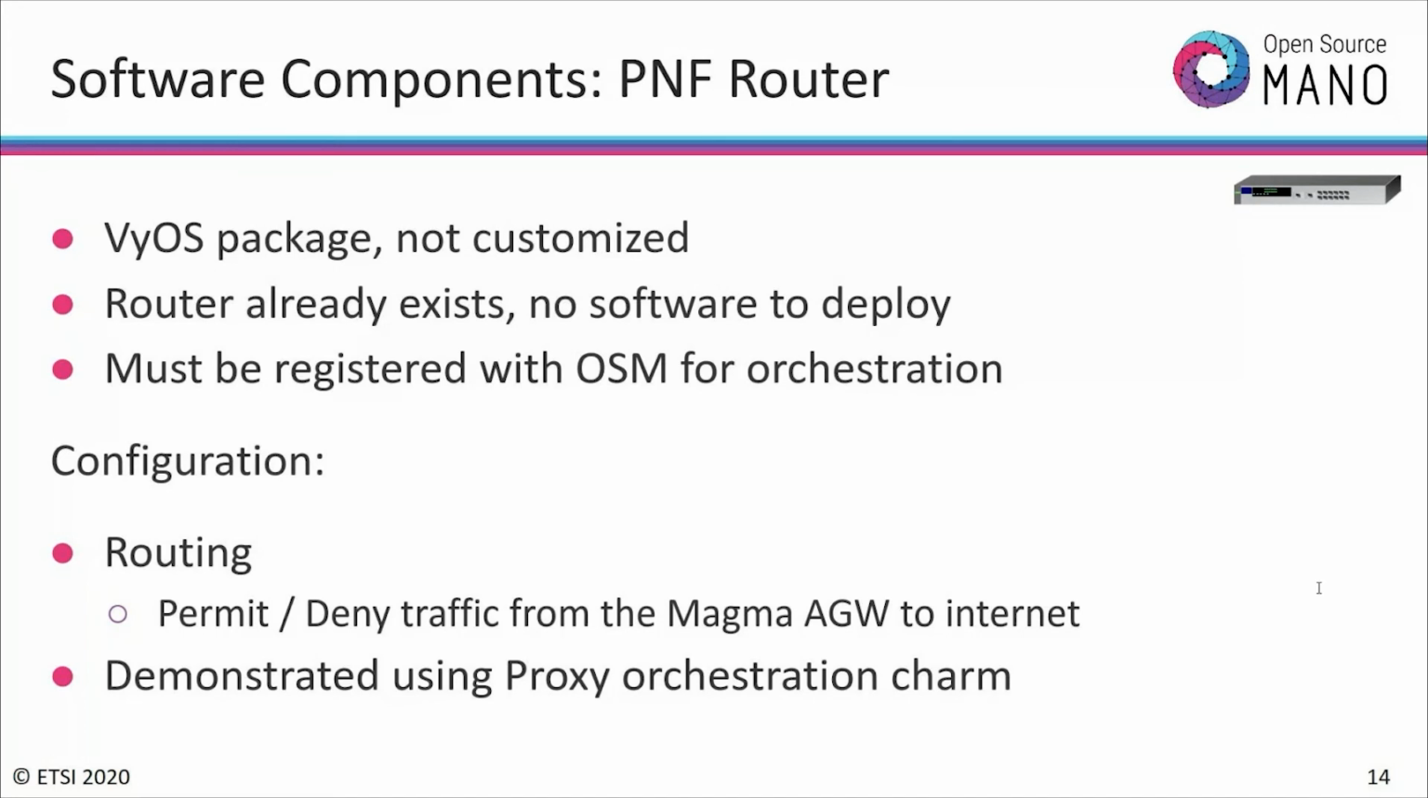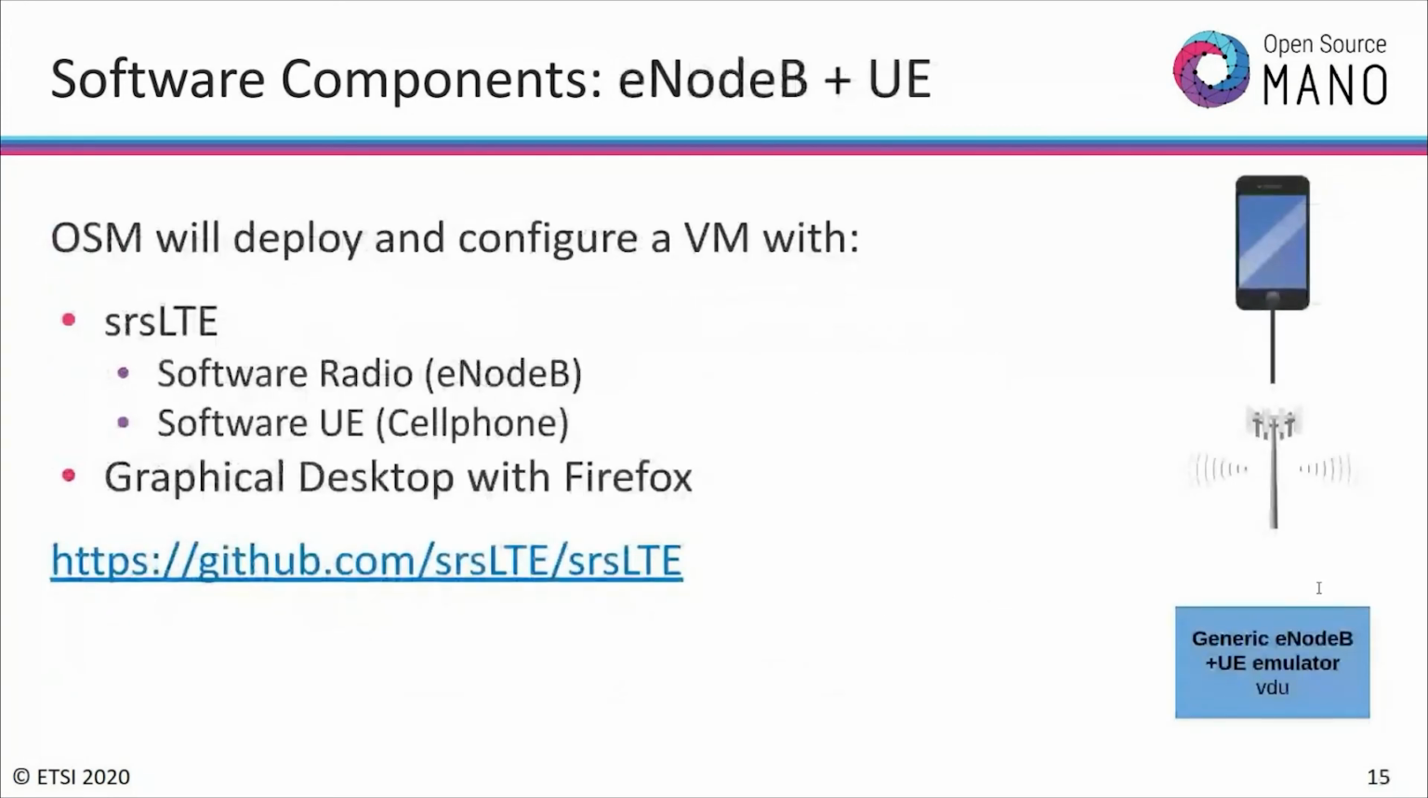So this is, again, going to be demonstrated using proxy charms. Next are eNodeB and user equipment emulators. We're simply going to be deploying a VM with the SRS LTE project. Again, there's a URL if anybody needs more information about that or wants to dive into it further. But basically, this is just going to be like a VM, and it's got a graphical desktop with Firefox on it to sort of make a placeholder for what it would look like to pick up your phone and launch a web browser on your phone.